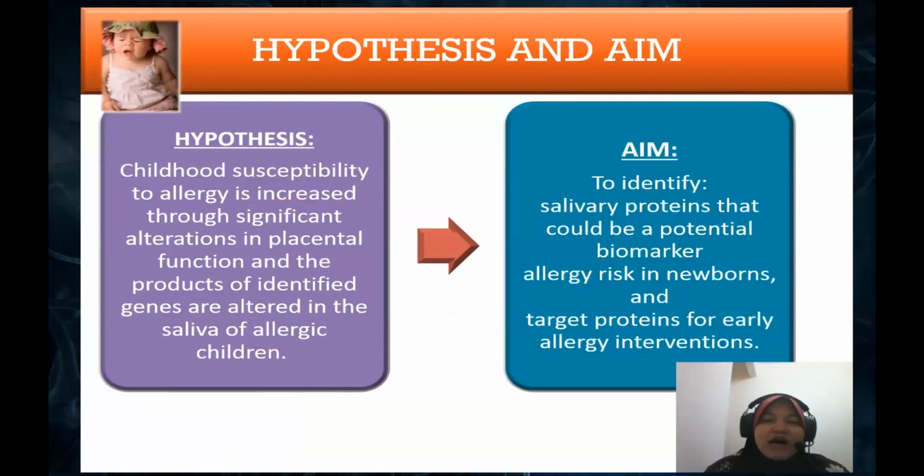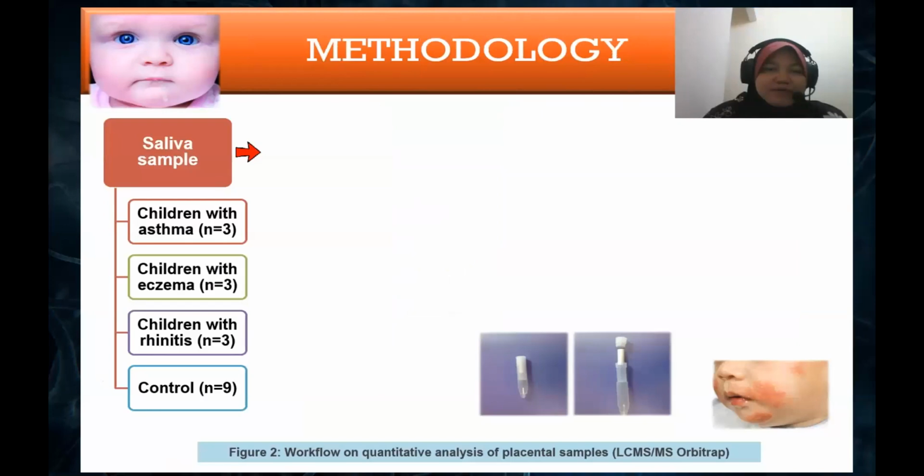Our aim is to identify salivary protein that could be a potential biomarker to identify allergic risk in newborns, and to identify target protein for early allergy intervention. In our methodology, saliva samples were collected from 9 children with allergies, comprising 3 children with asthma, 3 children with eczema, and 3 children with rhinitis. And we have 9 controls from children without allergy.